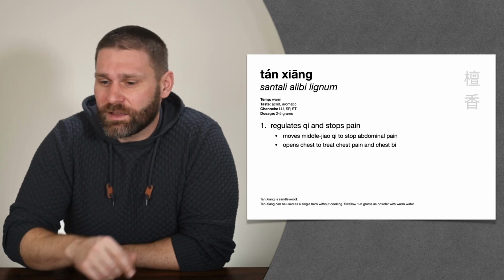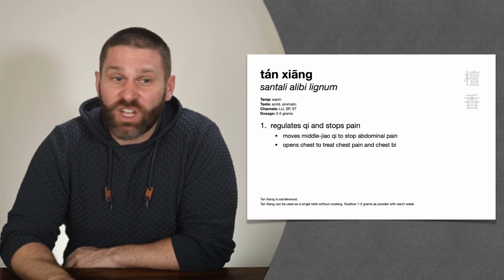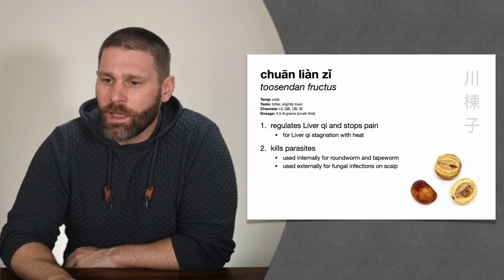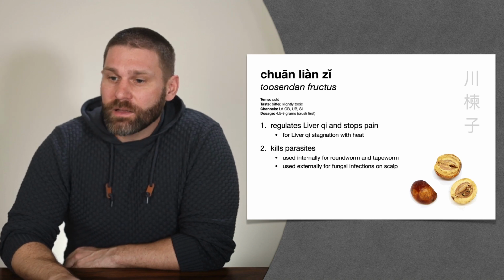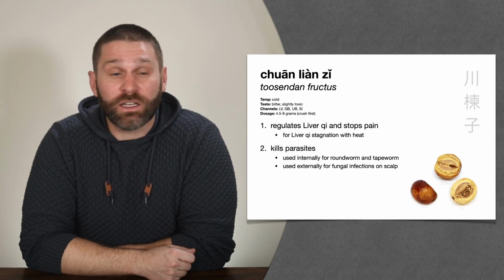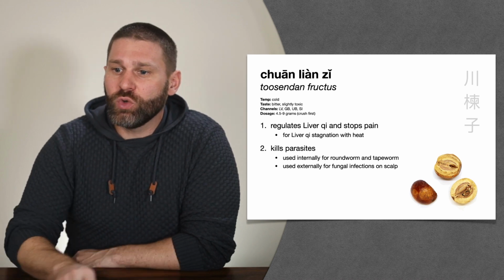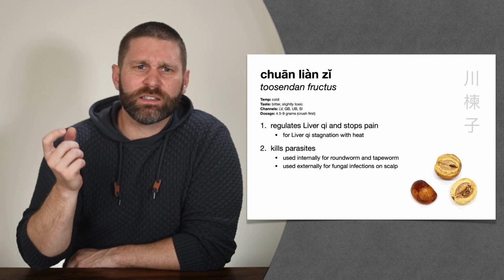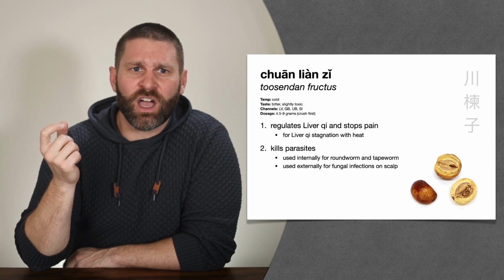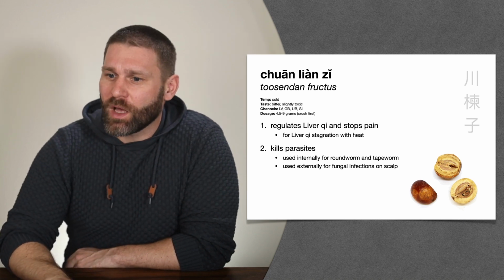Dosage is also slightly smaller than average. That's Chen Xiang and Tan Xiang. And finally is Chuan Lien Zi, Toosendan fructus. This is a seed that I think comes from a Chinese pagoda tree.